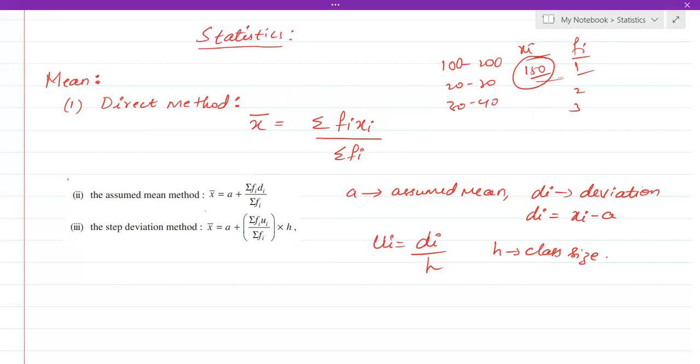But sometimes what happens is xi and fi both are very big. It takes a very long time, right, to multiply fi xi. So in that case, we're going to use the step deviation method. So if xi and fi are small, direct method. If they are average, then it is the assumed mean method. Or if they are very big, then we are going to use the step deviation method. Okay, so let's understand this using the problems.